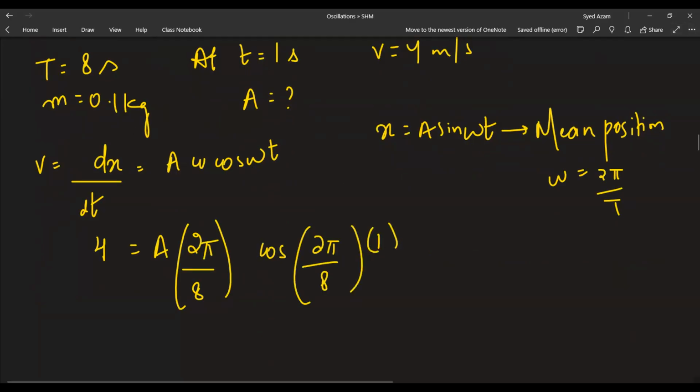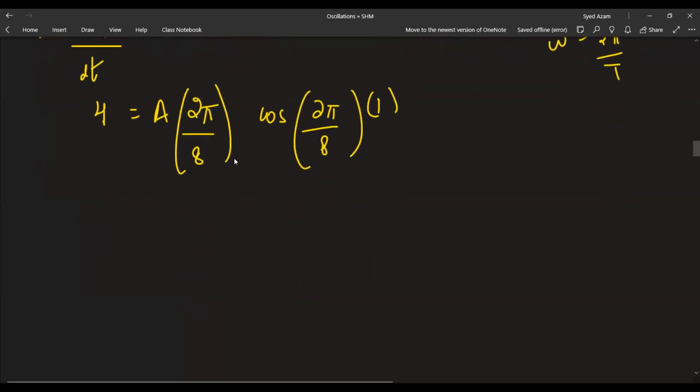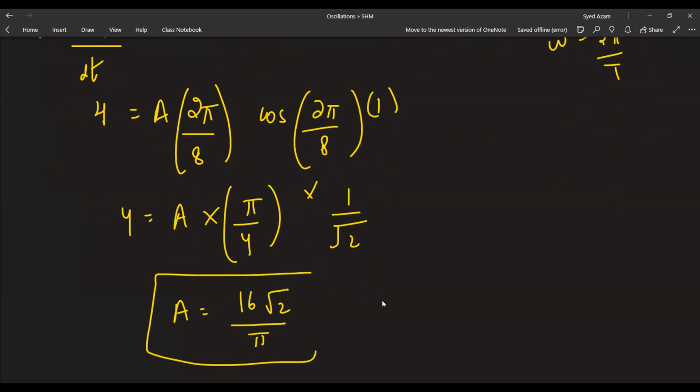So if we solve this, this will be 4 equals A into pi by 4 into 1 by root 2. So A will be equal to 16 root 2 by pi. What is this? This is the amplitude.